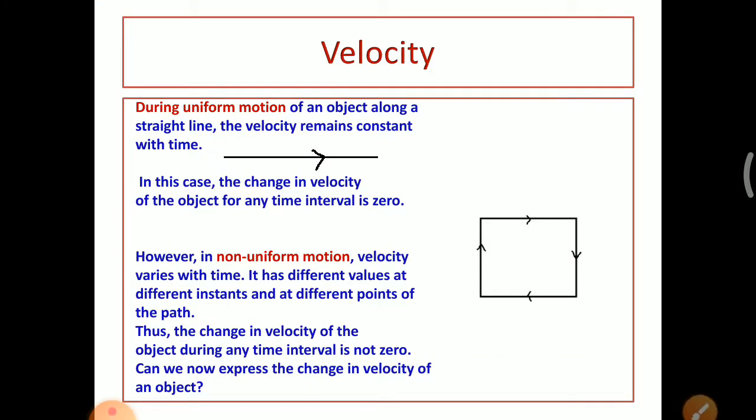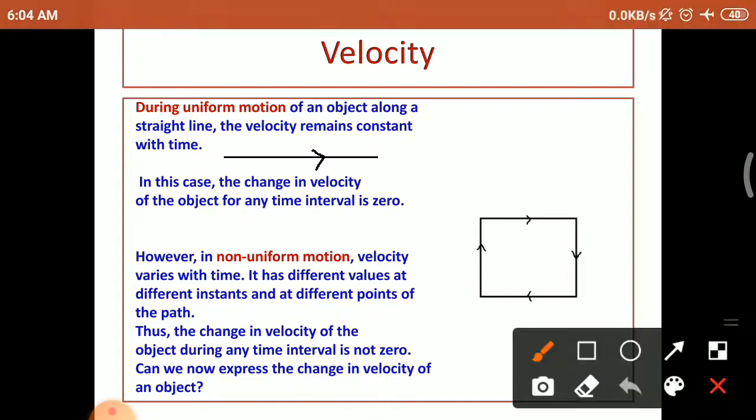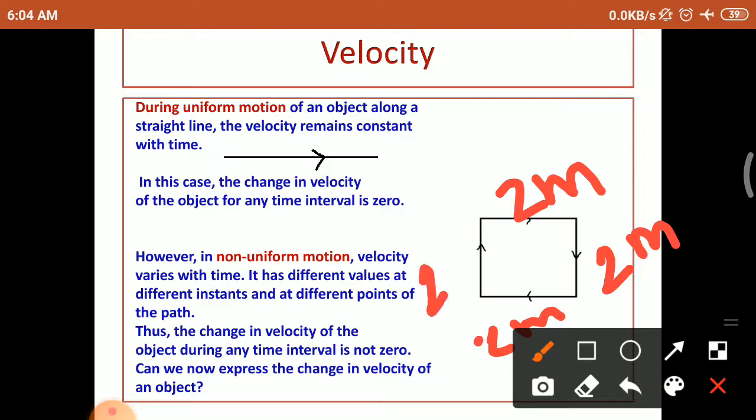During uniform motion of an object along a straight line, the velocity remains constant with time. In case the change in velocity of the object for any time interval is 0. See here, the object traveled 2 meters, and here also 2, here also 2. So the object traveled A to B. What is the velocity?